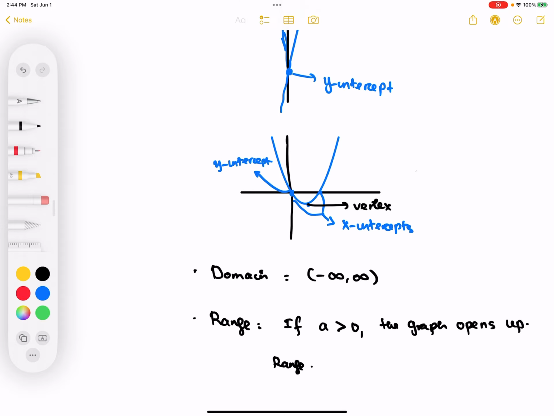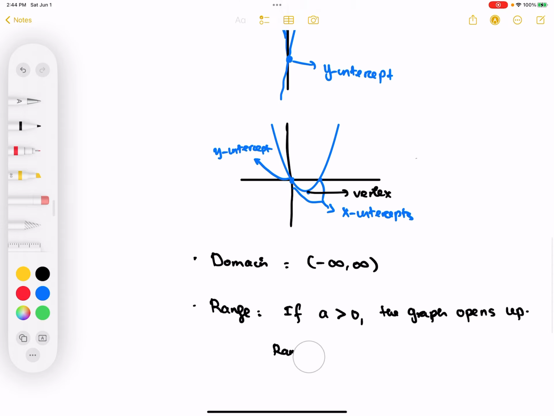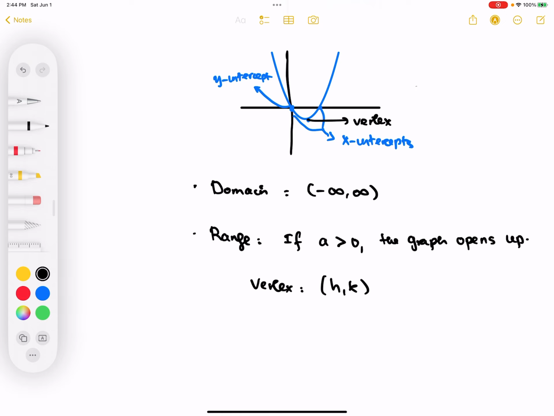The vertex of a quadratic function is represented by h and k, where h is the x value of the vertex. So the range, if it opens up, can be written as y greater than or equal to k, or in interval notation, from k inclusive to positive infinity.